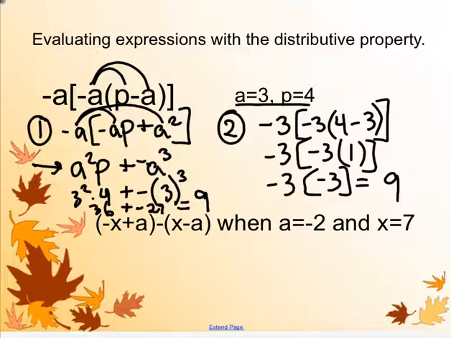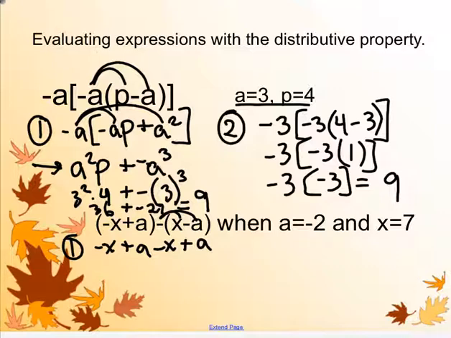So let's try this second one again with our two methods. Okay, one is simplifying with the variables, and we have to distribute this negative sign first. So we get negative x plus a minus x plus a, because that negative is being distributed.